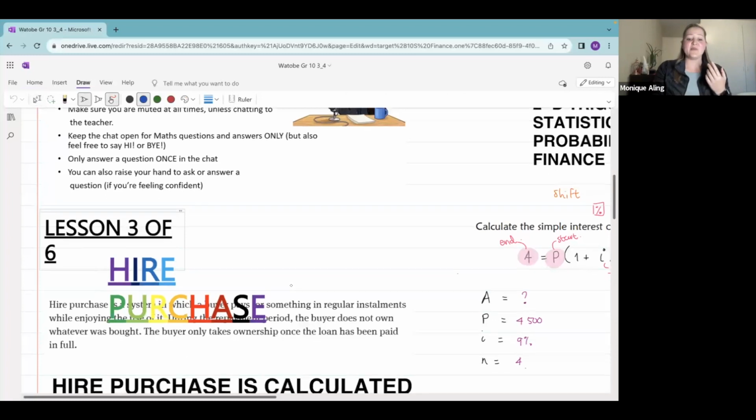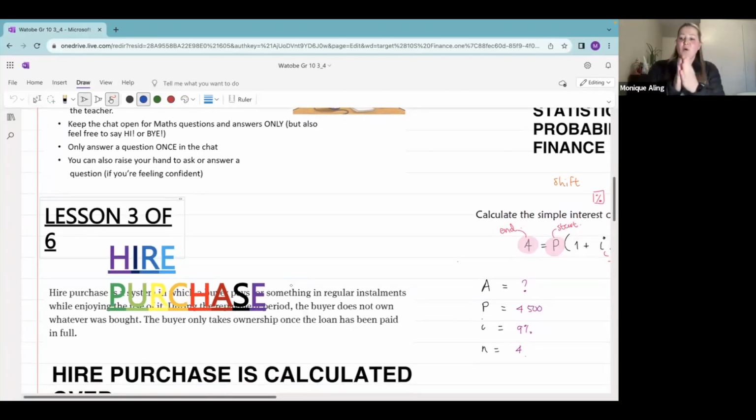So guys, hire purchase is paying off something over a couple of months, maybe even a couple of years. So it's something that you cannot buy cash. For example, a car. Not many people can buy a car cash. So what they do is they pay a little bit up front, and then after that, whatever's owing, they will pay off that car in equal monthly installments until it is paid off.